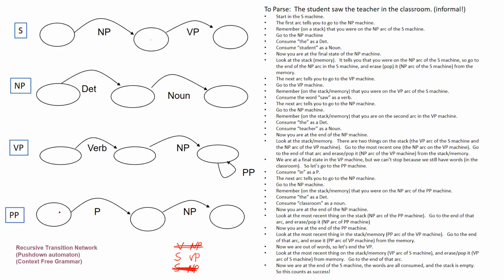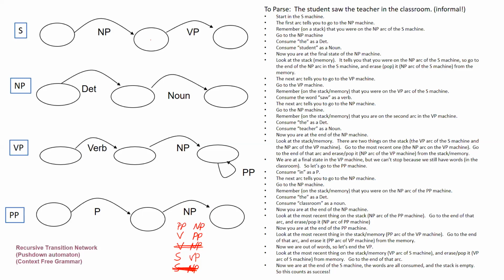So I go to the PP machine for prepositional phrase and I consume a preposition, in. And then I find, oh, wait a second, I didn't put on the stack that we were in the VP machine on the prepositional phrase arc. Then I consume in, and now I have to go to the NP machine, but I have to remember that I was in the PP machine on the NP arc. So now I go to the NP machine, I consume the classroom, and now I'm at the end of the NP machine.